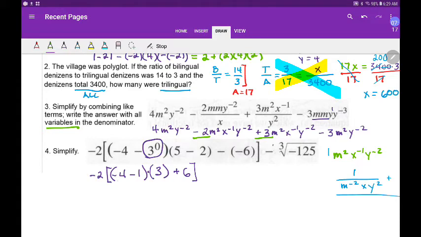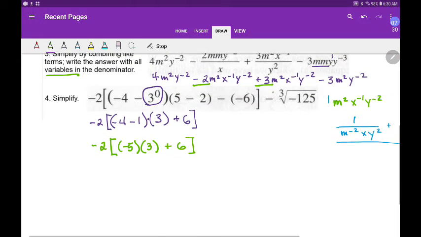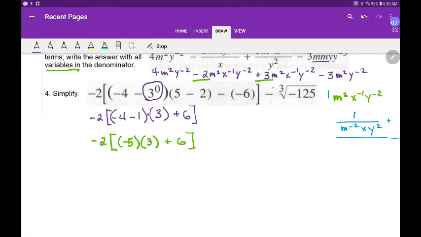Okay? So let's see. We have negative 2. Inside our brackets, we have a negative 5 times 3. And then plus 6. I have to wait for the addition. So I'm going to multiply, and then I'm going to add. And once I have the inside of the brackets, I'm going to multiply by the negative 2.